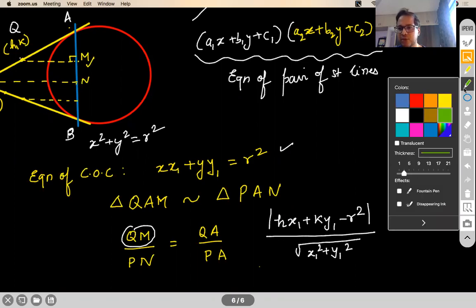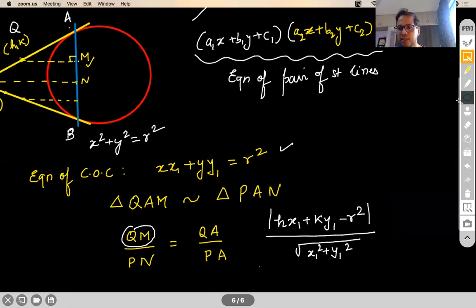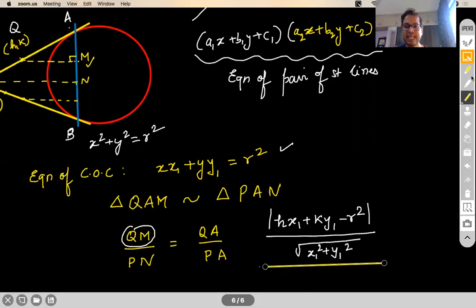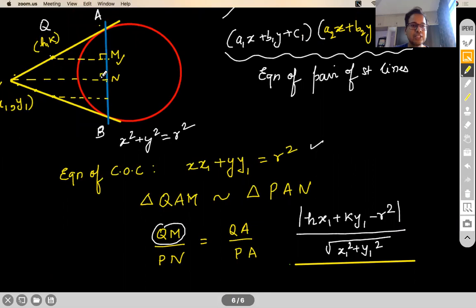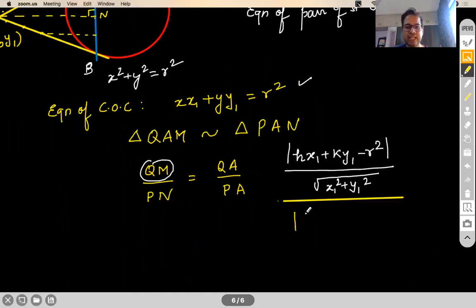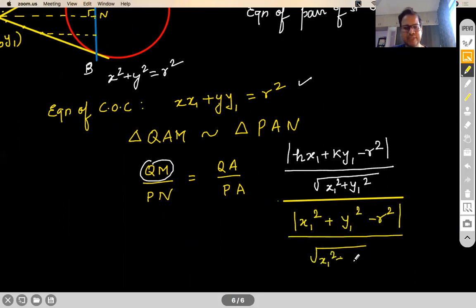This whole thing is divided by PN. Now what is PN? PN is the perpendicular distance of P from the COC. So what is the perpendicular distance of X1, Y1 from the COC? All you would do is replace your X with X1 itself. So it will become X1 square plus Y1 square minus R square by under root of again X1 square plus Y1 square. Eventually this X1 square plus Y1 square under root and that X1 square plus Y1 square under root will get cancelled off. Correct?